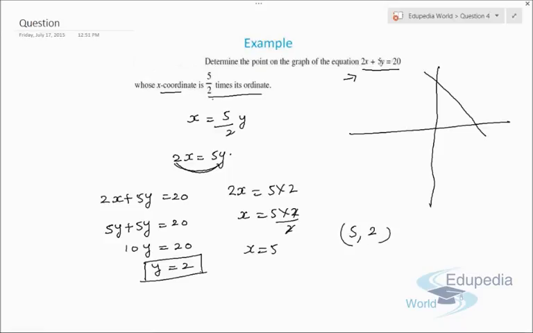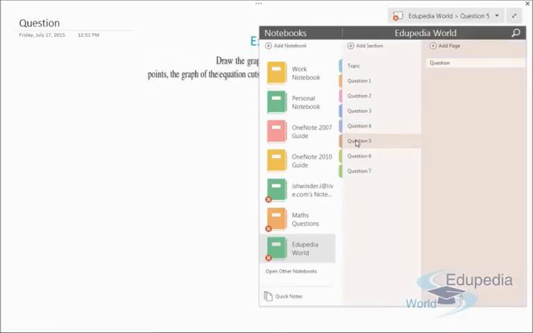So we have the coordinates 5 and 2, where the x coordinate is 5 by 2 times its y coordinate. So this is how we can solve these types of questions. Let's move on to question number 5.